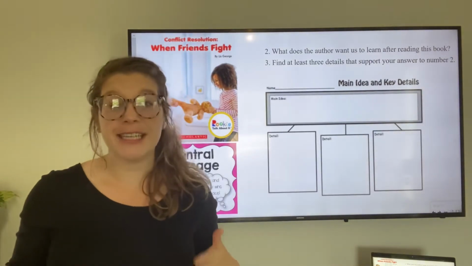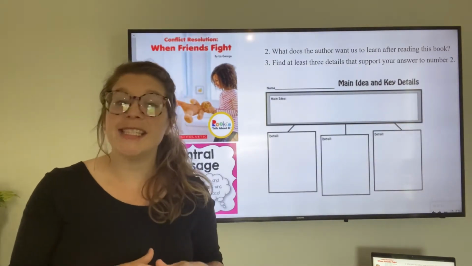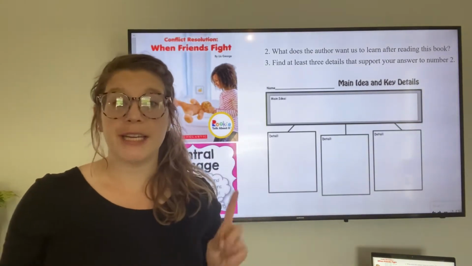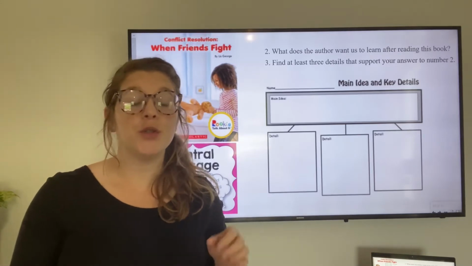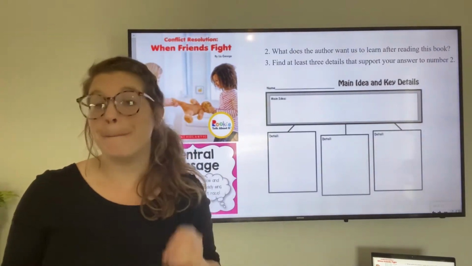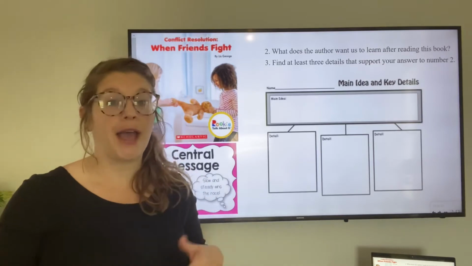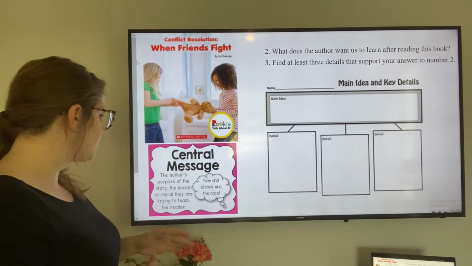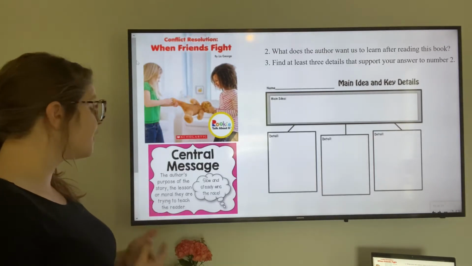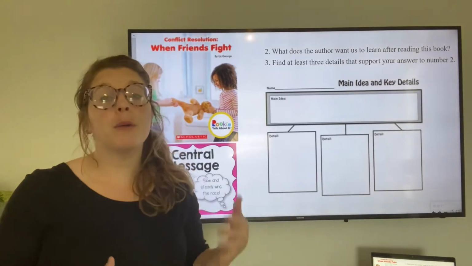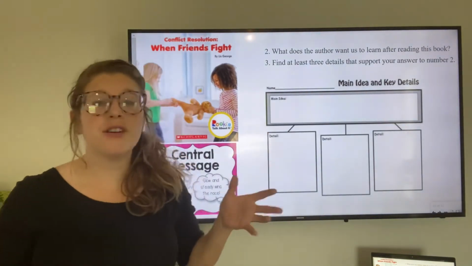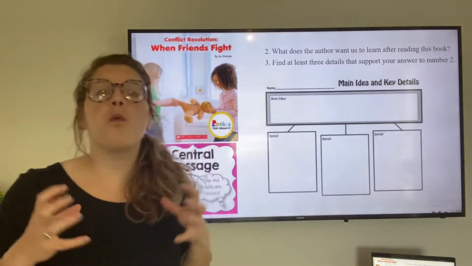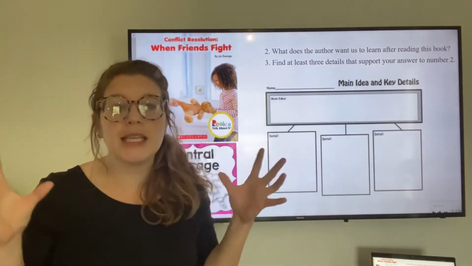And then the next part is when friends fight. So just by reading the title, we can already get an idea of what this book is going to be about. Yesterday, when you were reading Bengali, they wanted you to figure out the central message of the books, okay? So central message is the author's purpose of the story, the lesson or moral that they are trying to teach the reader. Well, when we're reading nonfiction text, we still have a central message, but we usually call it the main idea. So what is this book completely about?